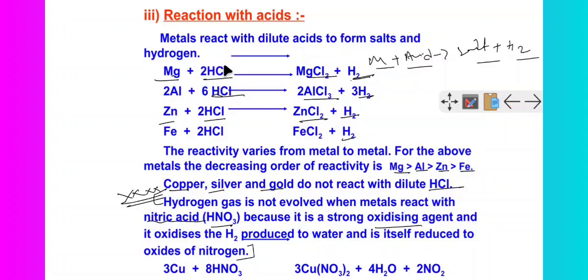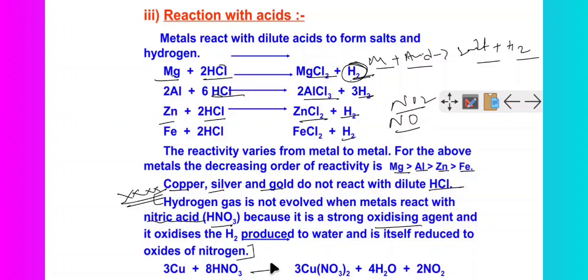And in this process, suppose in this case, if you add magnesium plus HNO3, it will become what? Magnesium nitrate. Okay, magnesium nitrate will form, but H2 will not be liberated. Why? Because the H2 liberated during that process will be reduced to oxides of nitrogen. So it can form NO2 or it can form NO. Both will be reduced. Okay, fine.